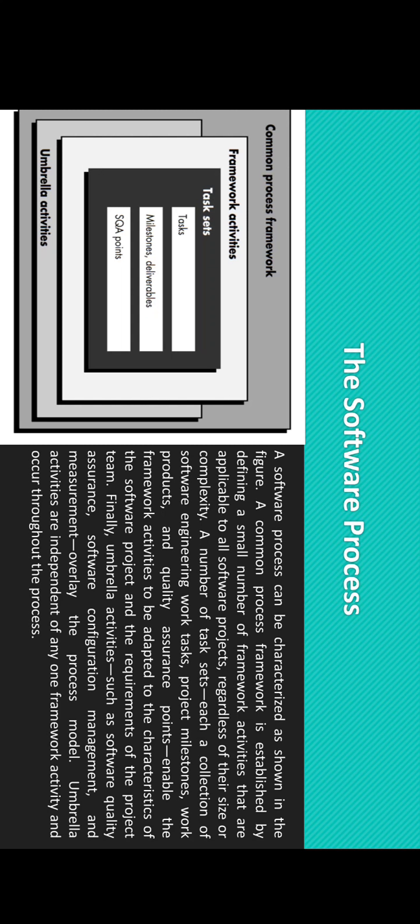Finally, the umbrella activities. These are the activities that are performed in order to ensure software quality assurance, software configuration management, such as the compatibility of the system with the software being ensured, and measurement. The measurement tools are applied in order to overlay the process model. These activities are independent of any framework activity, and the umbrella activities always occur throughout the process.